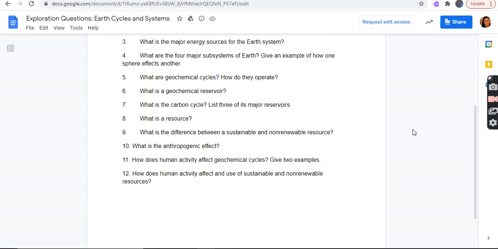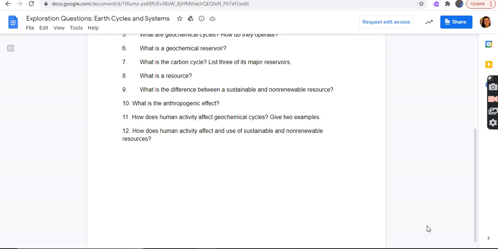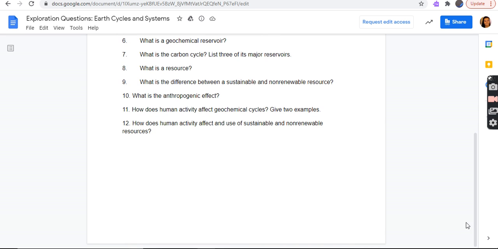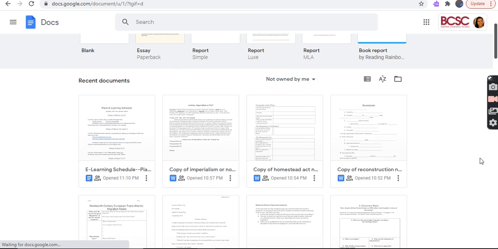What is a resource? Not like a class resource, but you know what I'm talking about. What is the difference between a sustainable and a non-renewable resource? What is an anthropogenic effect? How does human activity affect geochemical cycles? Give two examples. How does human activity affect and use sustainable or non-renewable resources? If you guys want to answer that, go ahead.